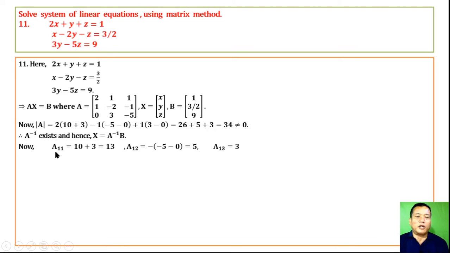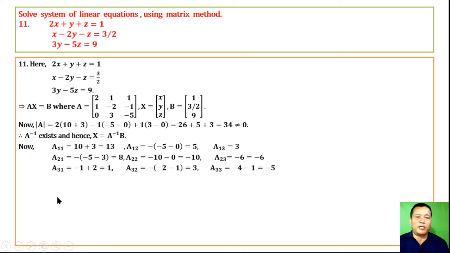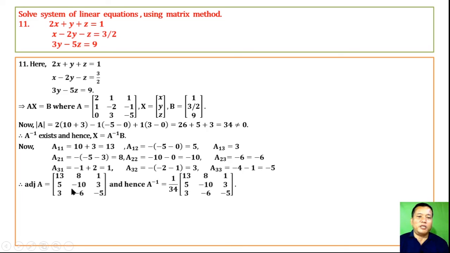Now cofactor of A11 is 13, A12 is 5, A13 is 3. Similarly, for second row, A21 is 8, A22 is minus 10, A23 is minus 6. For third row, A31 is 1, A32 is 3, A33 is minus 5. We have found out the 9 cofactors. Therefore, adjoint A is this matrix. First row, first column, second row, second column, third row, third column. And hence A inverse is 1 by determinant, whose value is 34, into adjoint.